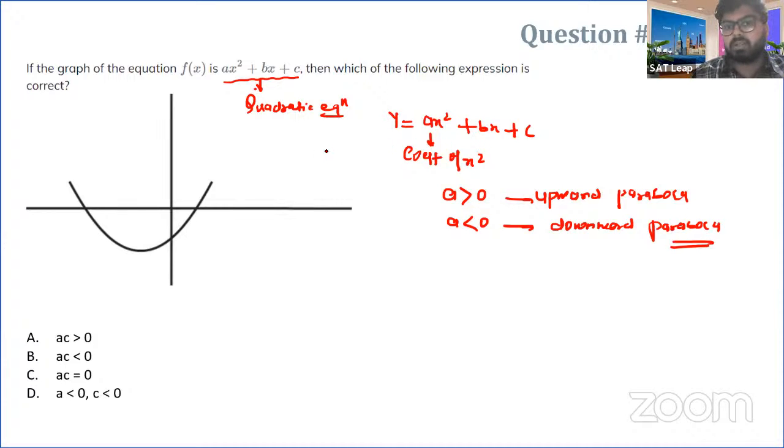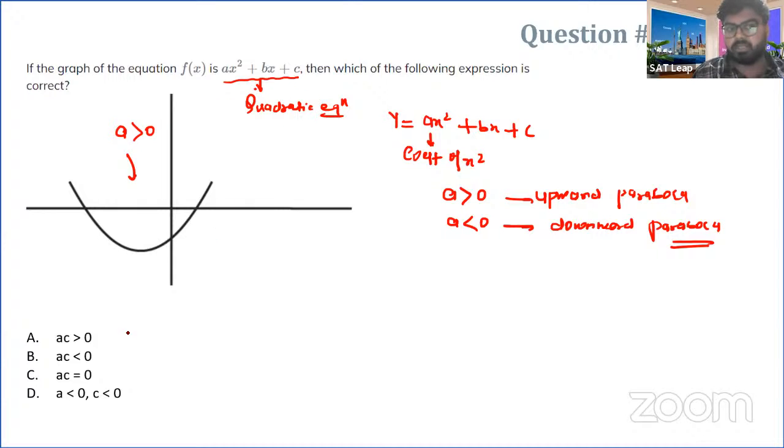Now, looking at the quadratic equation and the coefficient of x square, you can say whether it's an upward parabola or a downward parabola. The graph is already given, which means it's an upward parabola. So A has to be positive.